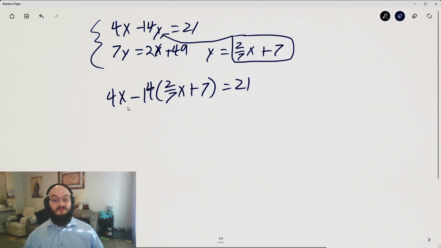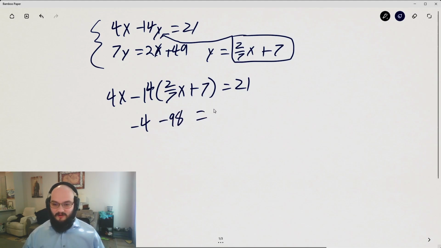From here, we're going to solve it out like a linear equation, multiplying everything in here. Negative 14 times 2/7 would be negative 2 times 2, which is 4, so negative 4. And then negative 14 times 7 is going to be 70 plus 28, 98. So negative 98. And from there, we have 21, 4x. Oh, this should be negative 4x. I forgot to include my variable.